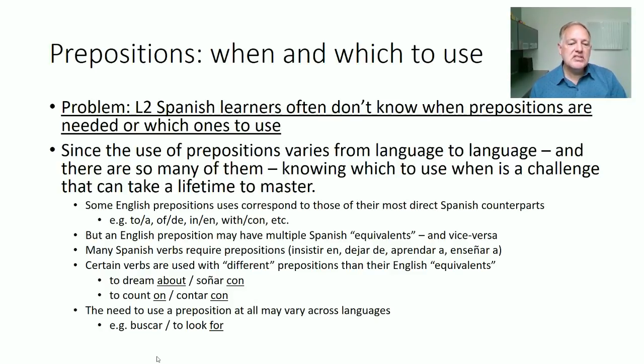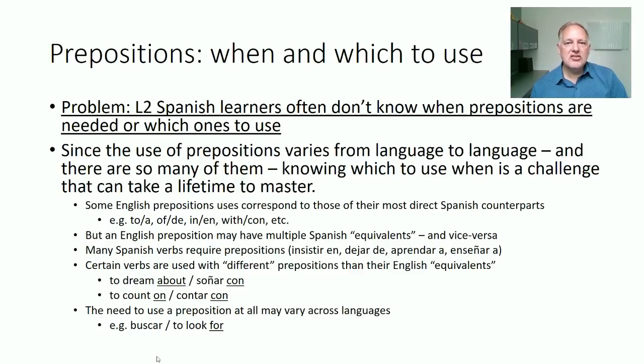Of course, many verbs in Spanish require prepositions after them to link them to what comes next. Examples would be insistir en, dejar de, aprender a. And of course, this is true with English as well. So in Spanish you have enseñar a, to teach someone to do something. In English this is true too, but oftentimes, next bullet point, those prepositions don't correspond to what you would expect. So for example, to dream about something in English takes the preposition about.